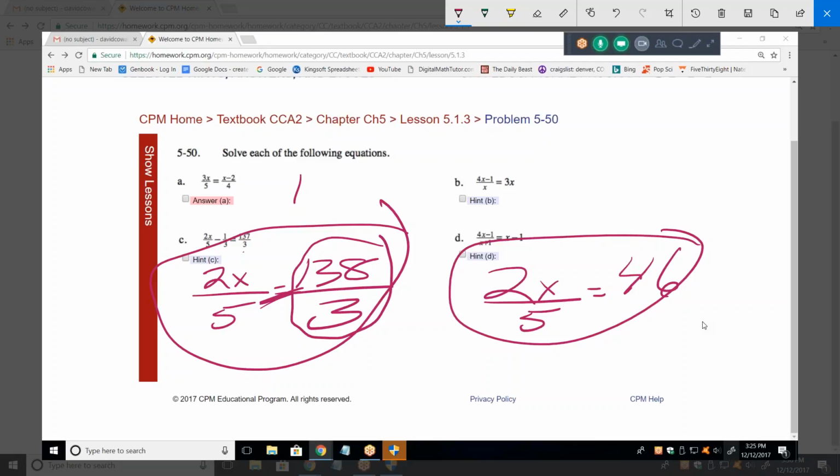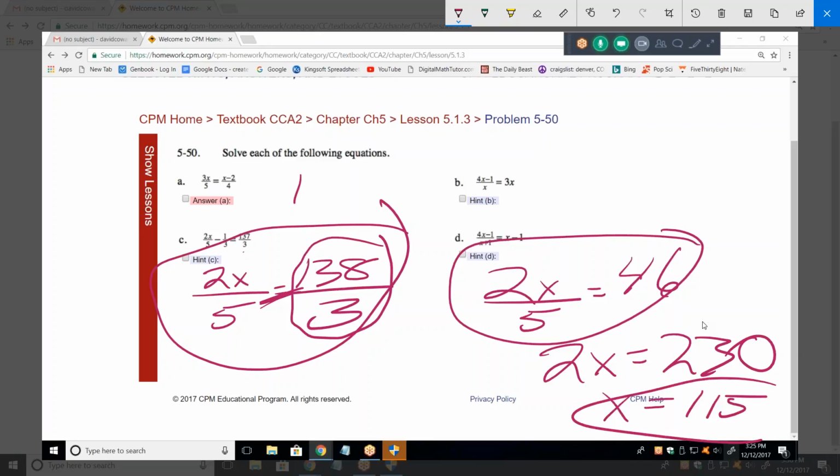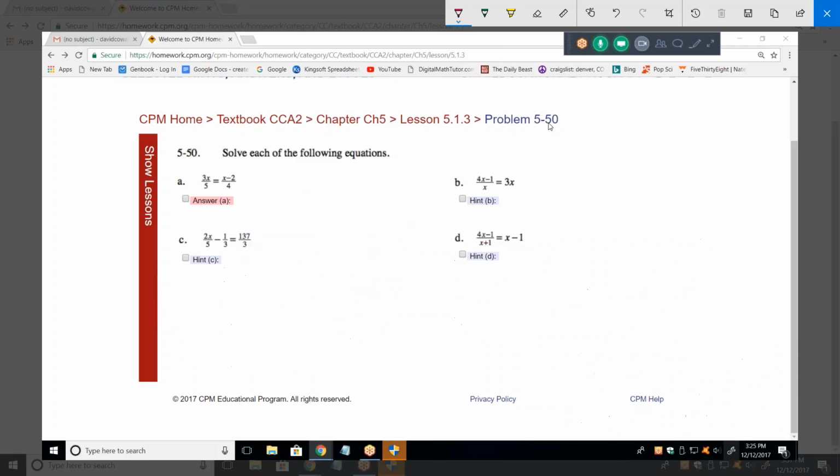So what's the first thing I do to solve it? So 2 more steps. You multiply by 5. So that gives you this. And then divide by 2. And that gives you that. There's your answer. This one here.